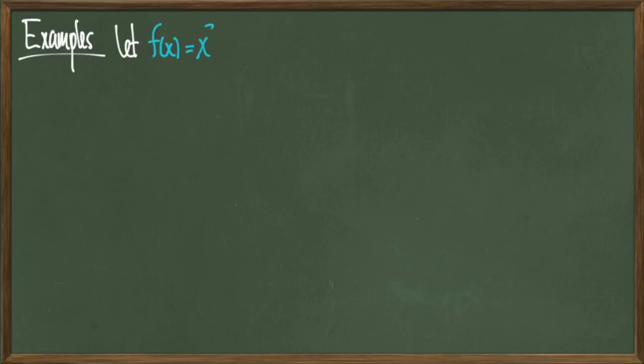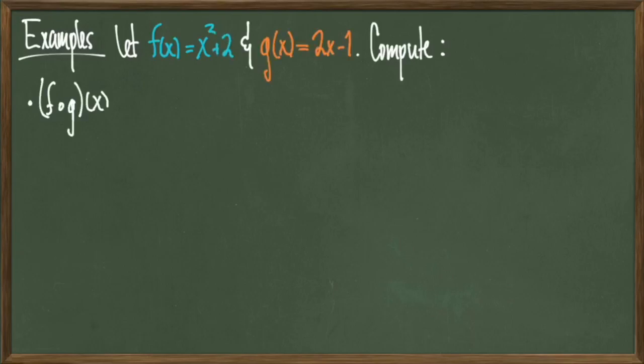Let f of x equal x squared plus 2, and let g of x equal 2x minus 1. And then we'll compute the following. First, we'll compute the function that describes f composed with g of x. So by definition, we'll be finding f evaluated at the function g of x. So what this means is I'll look at f of x, and everywhere I see an x, I will replace it with the symbol g of x.